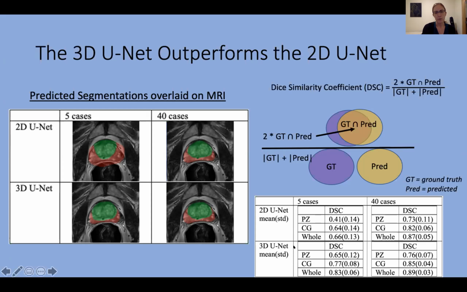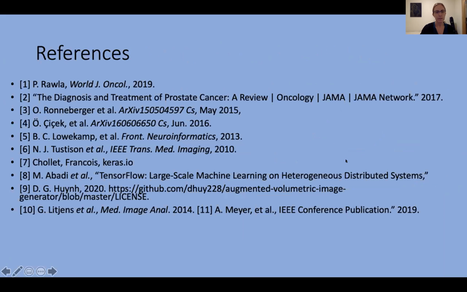And then in the lower right-hand corner here, you can see the Dice coefficient for both the 2D and 3D U-Net for both 5 and 40 cases. And the best results were achieved with a 3D U-Net that was trained on 40 cases. And these results here of a Dice coefficient of 0.76 for the peripheral zone, 0.85 for the central gland, and 0.89 for the whole prostate are comparable to what you would achieve with inter-rater reliability. And then I just have references there. And I will stop screen sharing.